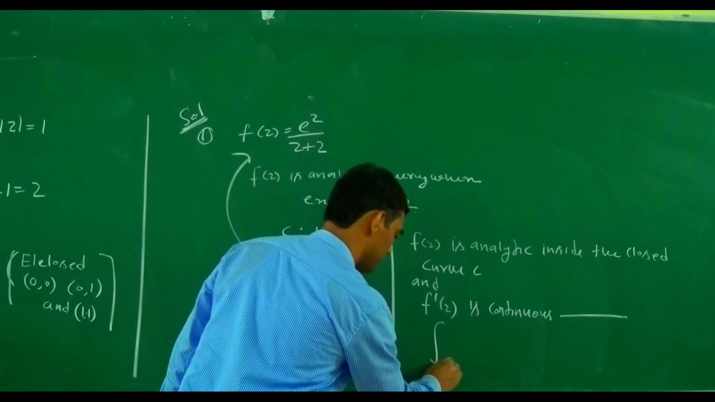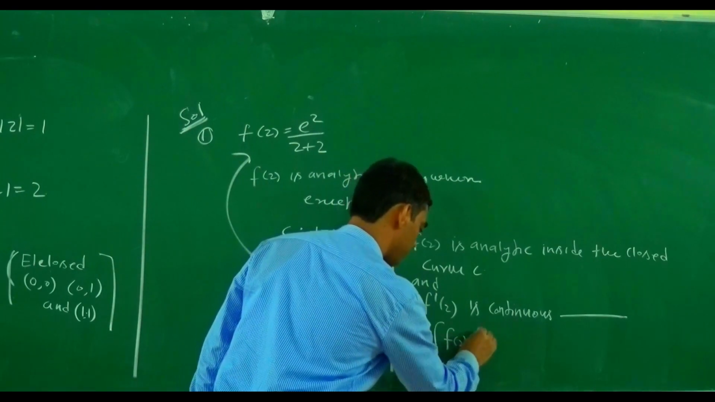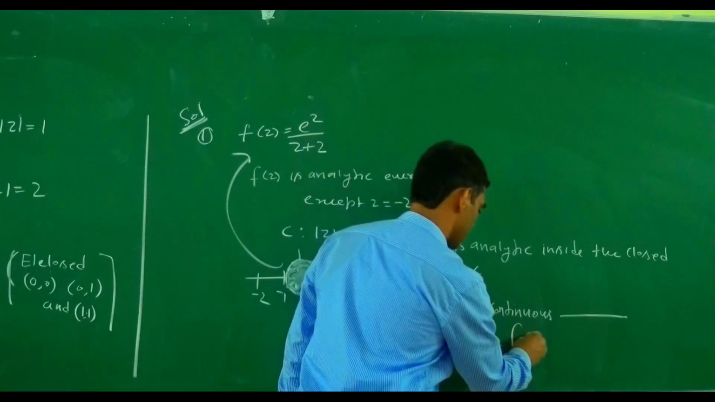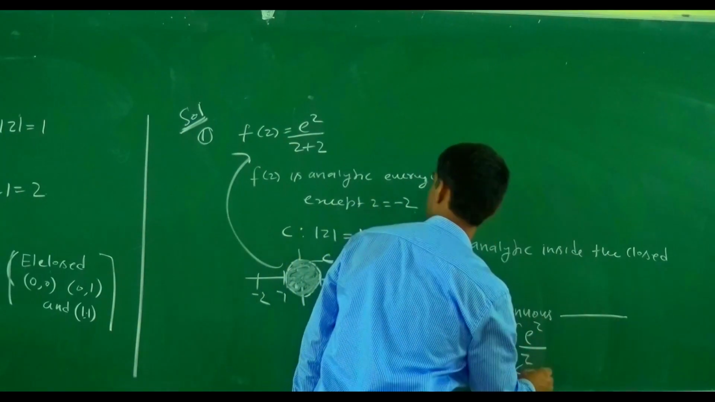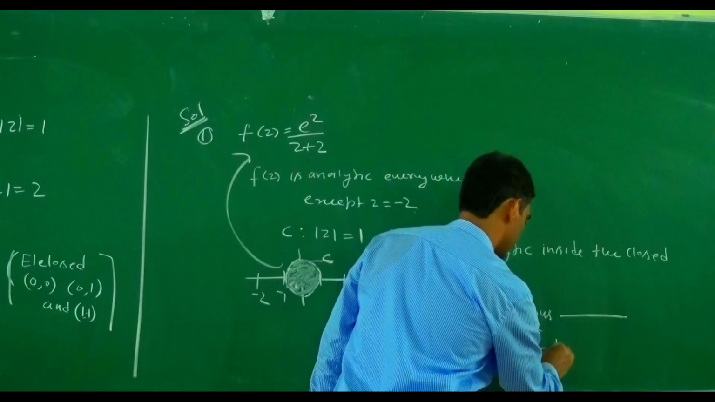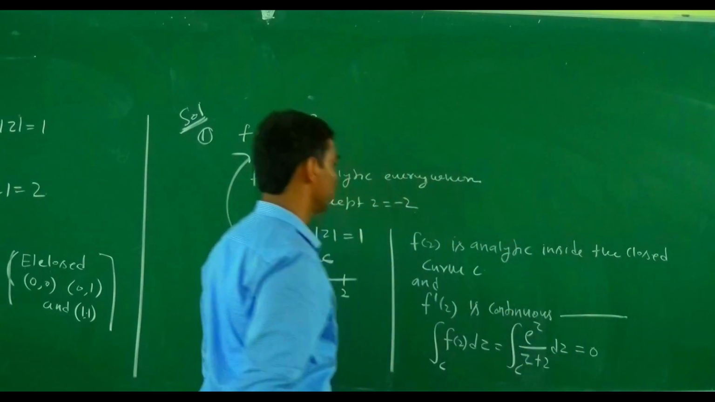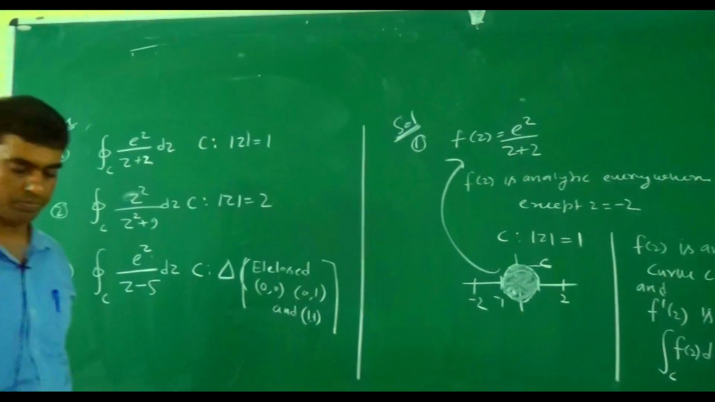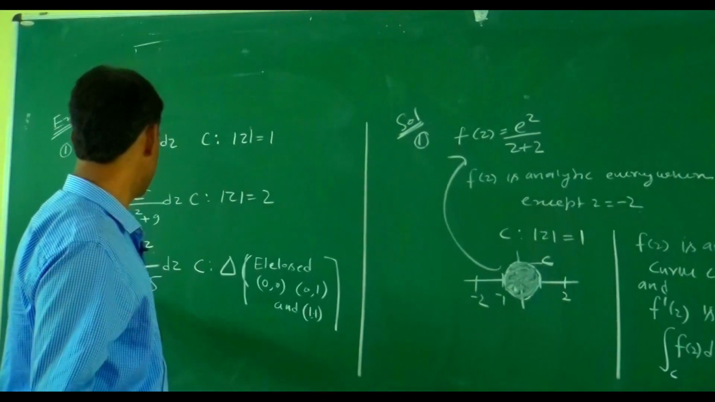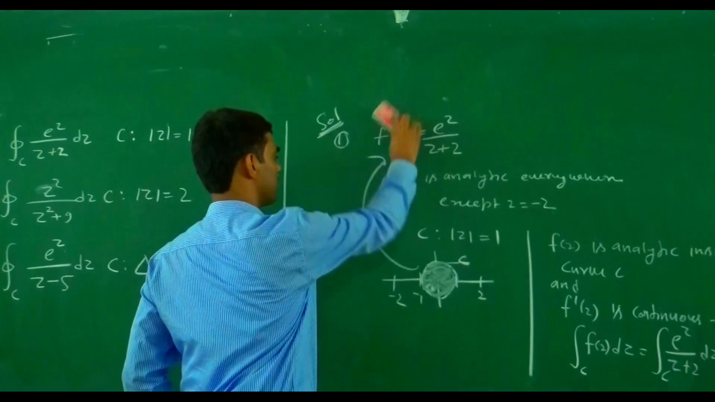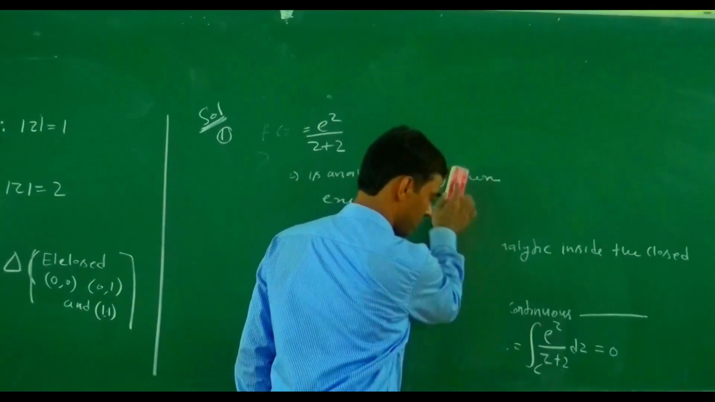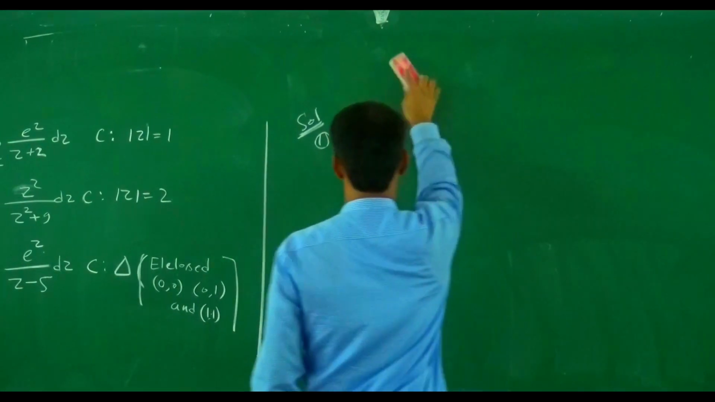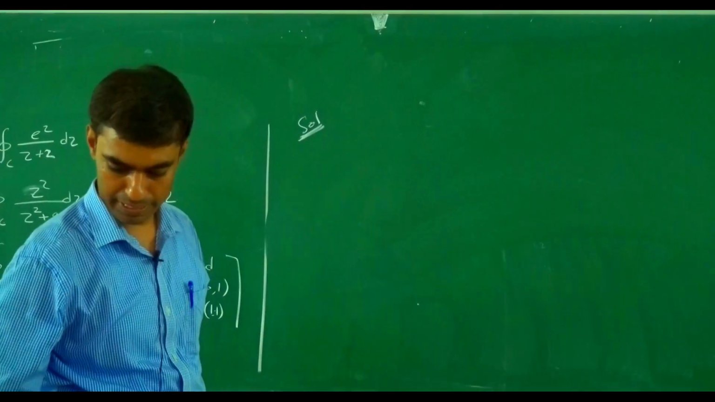So according to the Cauchy integral theorem, the integral of f(z) dz equals the integral over C of e to the power z upon z plus 2 dz equals what? What is the value of the integration over this? Equal to 0. In a similar manner, you may also solve the second question. Solution of the second one.